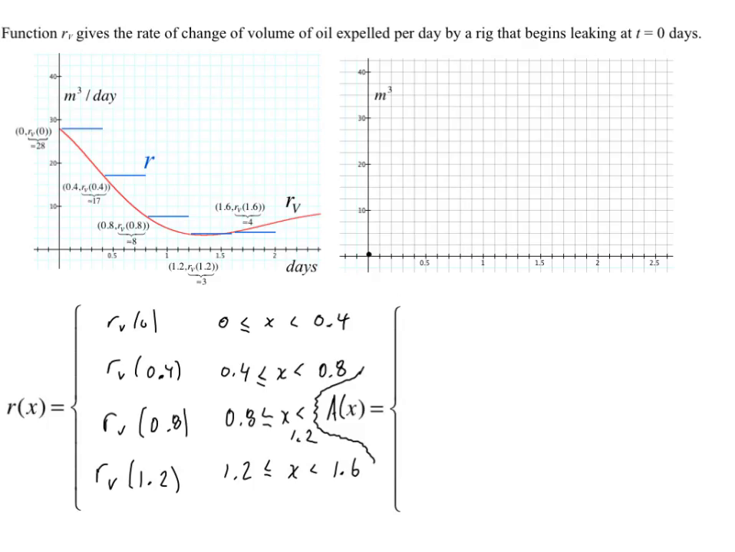The net accumulation and the total accumulation is going to be the same because there's no oil in the ocean at time 0. So we start here at 0, and we're going to increase at this constant rate of 28. We're going to increase at this constant rate of 28. So generally, what will our accumulation function look like at the beginning? What's that?